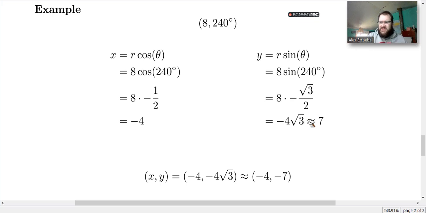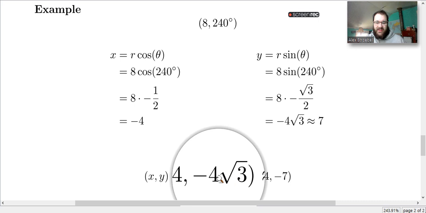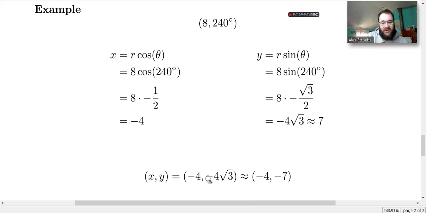And if you put this into a calculator, it's like 6.9 something. So this point, 8, 240 degrees becomes negative 4, negative 4 square root of 3, which is real close to the point negative 4, negative 7. It's just a little bit to the right.